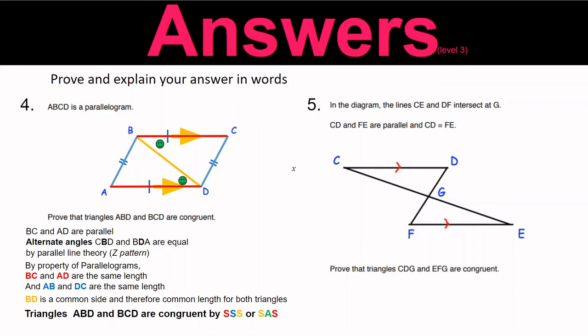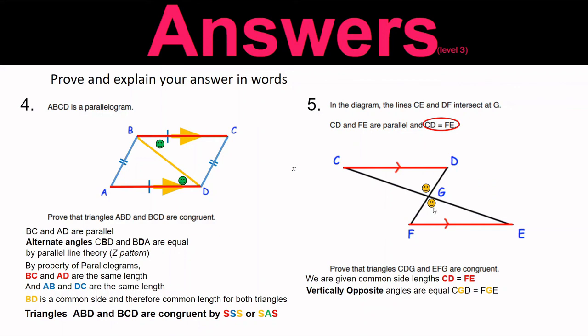On to question 5. We know, first of all, that side length CD and FE are equal. That might come in handy. Also, we know that any two crossing lines have opposite angles which are equal to each other. So the angle CGD is equal to the angle FGE.